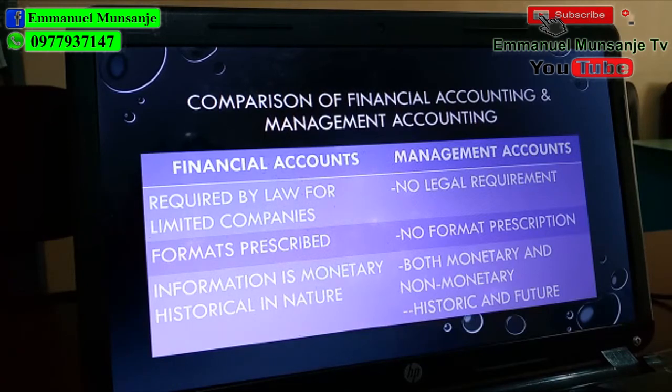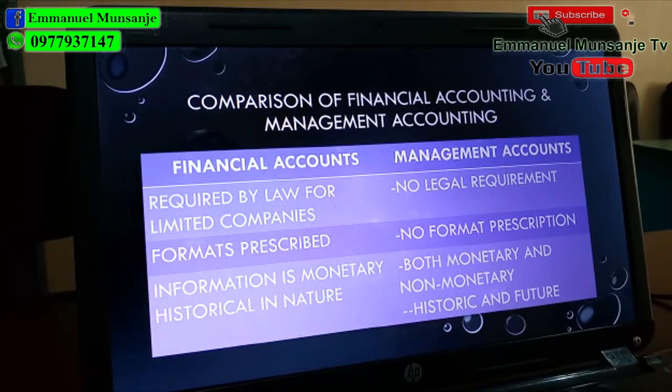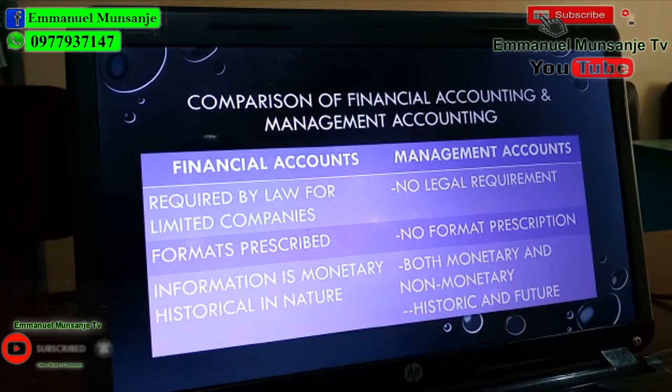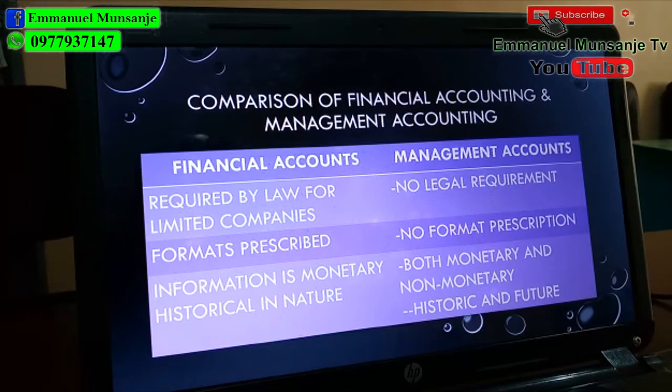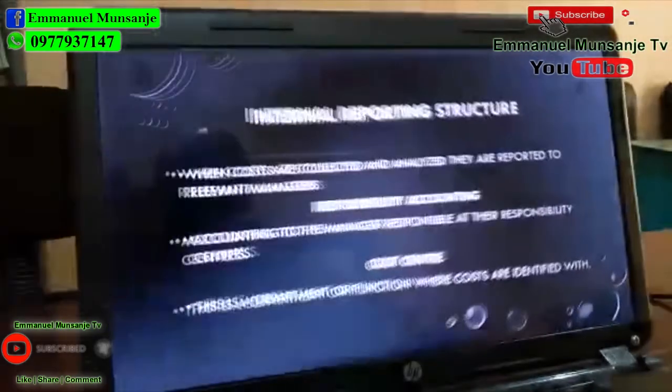For financial accounting, information is in form of money or is monetary and it's historical. For example, you say, as at 31st December, what did I spend from 1st January? That means you look back, it's historical. But for management accounting, the information is both monetary and non-monetary. The information can be both historical and futuristic. So management accounting can help you to focus.